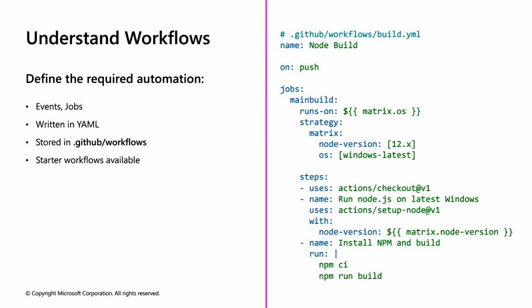GitHub provides starter workflows to help you get up and running quickly, and we can define our own by specifying events, jobs, and steps. For example, a workflow might be triggered on every push to the repository, running a series of jobs like building our application or running tests.